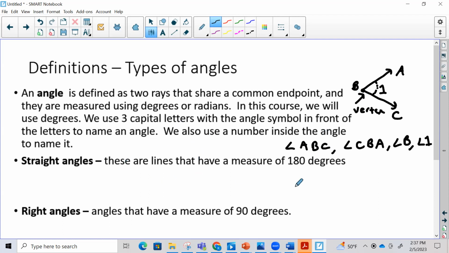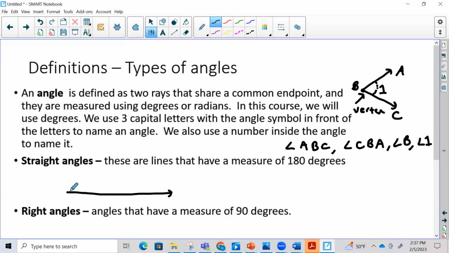So then we have different kinds of angles. Straight angles are lines that measure 180 degrees. Pretty much a straight line is a straight angle. Again, we would have three points on it, and if I were to name this, I would say angle ABC, or I could name it angle CBA. We're never starting in the middle, which is technically the vertex of the angle. We're starting on one end and then going to the other end.